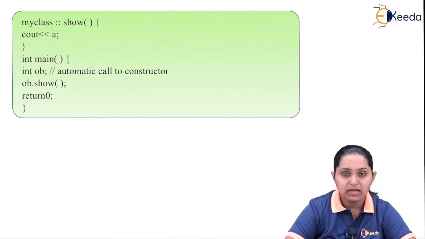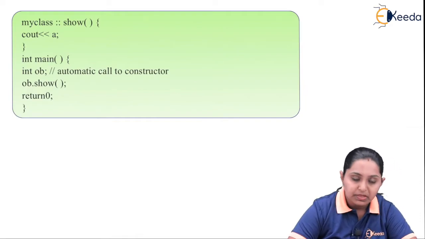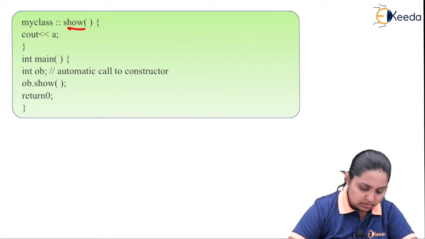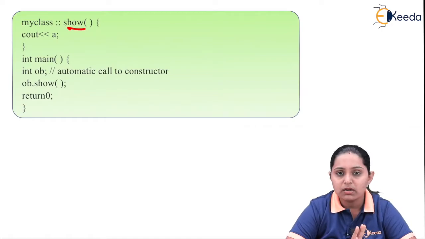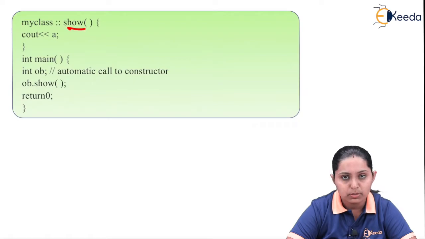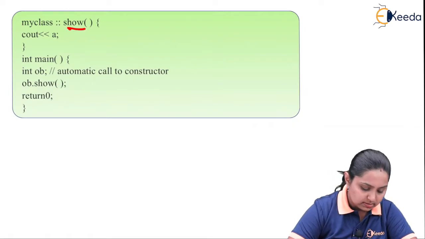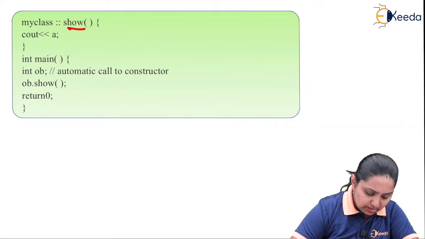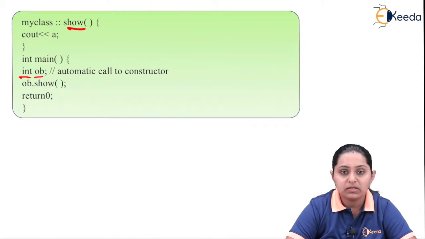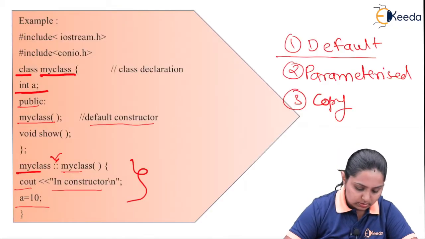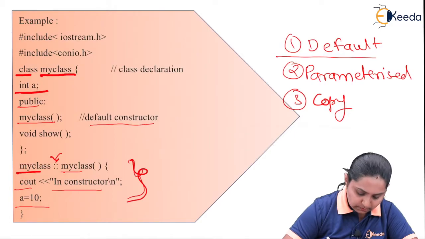Now you will ask me why there is no return type. Because the show method has the return type void, which by default is not returning any value to the main function, so we can omit it. Next, inside int main I am creating the object as MyClass ob. So by default your default constructor will get called, that means this function. Whenever ob gets created, at that time this function will get called.